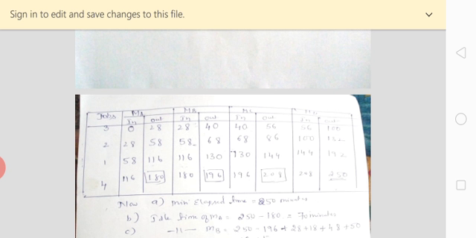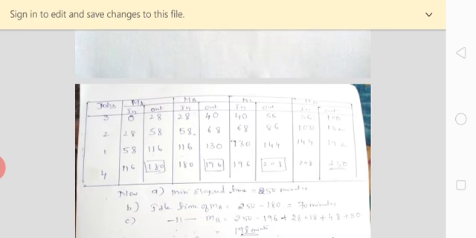Now that 116 minutes becomes the starting time for job 4 to enter machine A. How much duration will job 4 take on machine A? That is 64. Now if you add 116 plus 64, you will get 180 minutes. That 180 minutes is the total processing time for machine A. It requires 180 minutes for performing all the jobs on machine A.